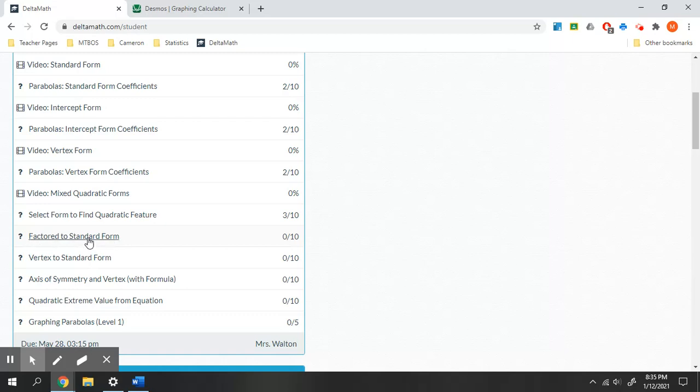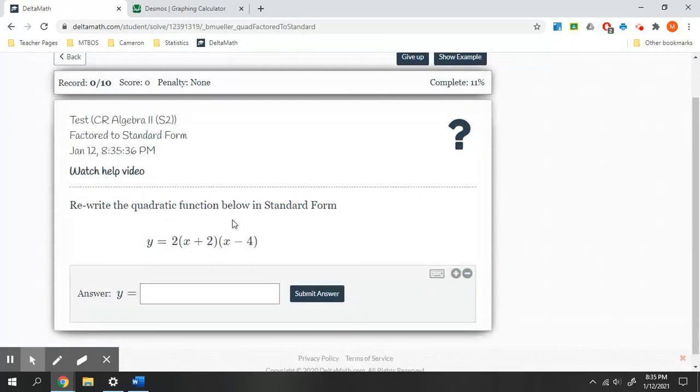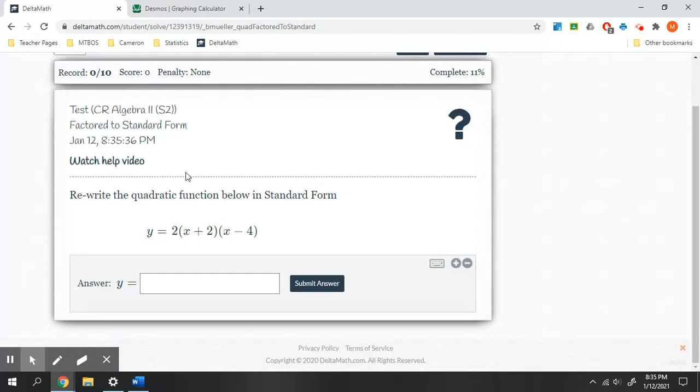So let's look at the first type of problem, factored to standard form. Now, with standard form, we don't have any parentheses left. We are trying to get rid of all of those parentheses. And the way that we do that is by distributing. So let's go ahead and start by distributing this 2. And when I distribute my 2 here, oh, that was a big distribution.